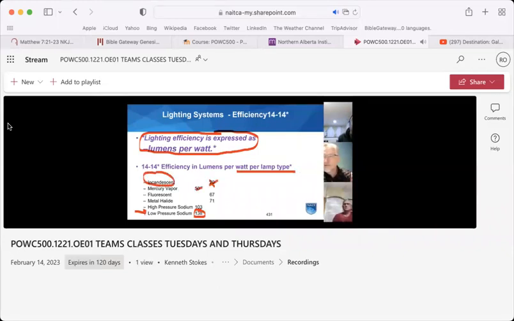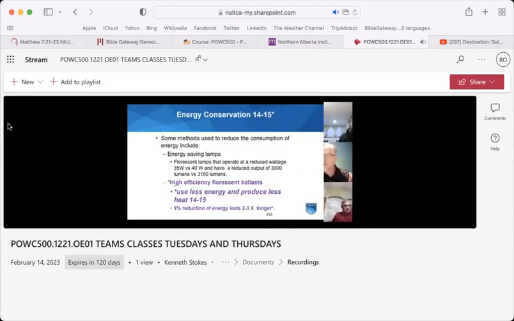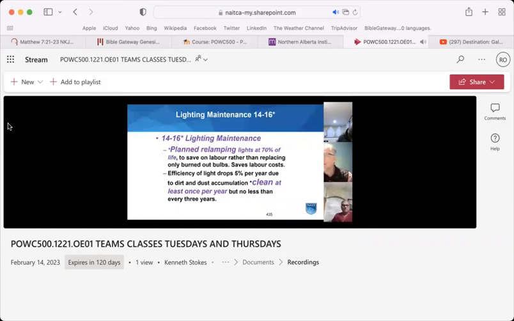Okay, incandescent, old school, not very efficient. Mercury vapor, a little better. High pressure sodium, a little better. Low pressure sodium is better. There's a chart here that shows those relative efficiencies. High efficiency fluorescent ballasts use less energy and produce less heat, so they last longer and save money, right? To save energy and produce less heat, use a high efficiency fluorescent ballast.